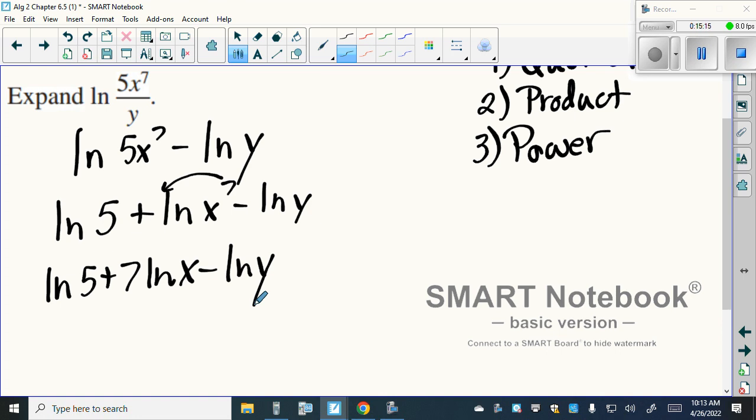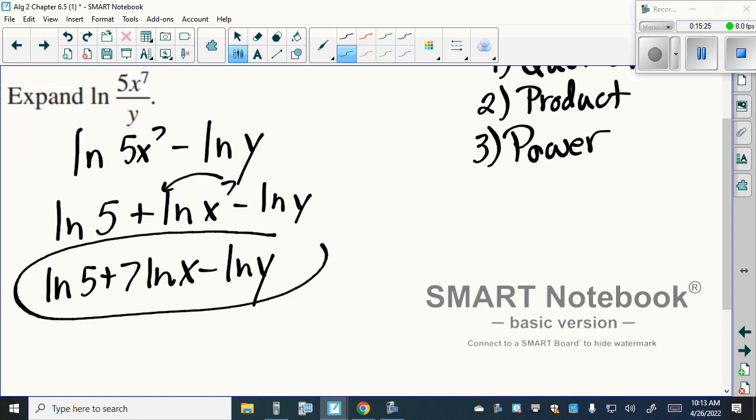Do we have anything being multiplied together inside the logs? Well, no. Do we have anything being divided? Well, no. Do we have any exponents? No. That there's the final answer. It's expanded all the way out. Any questions on any of this here?